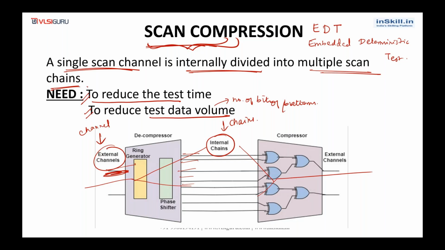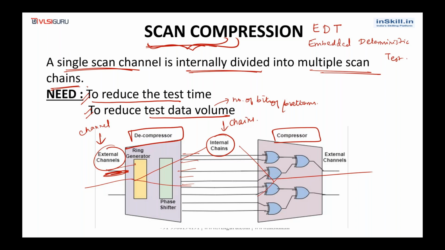And these are the components of the EDT logic. This is the decompressor logic. This is the compressor or compactor. Apart from this, bypass logic and controller logic will also be there, which is not depicted in this picture. So these are the four components of the EDT logic: decompressor, compressor or compactor, bypass logic, and controller logic. Not everything is depicted in this figure.